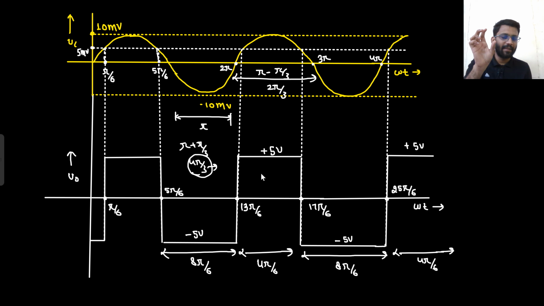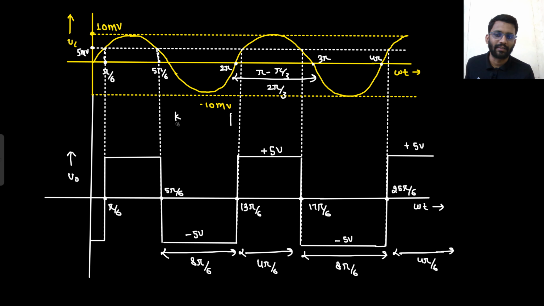So for 4 pi by 3 time there is minus V sat, and for 2 pi by 3 time there is plus V sat. Then you can take the average. 5 into 2 pi by 3 minus 5 into 4 pi by 3 divided by 2 pi, because that is the total time period. That's it. So this is how you can take the average.